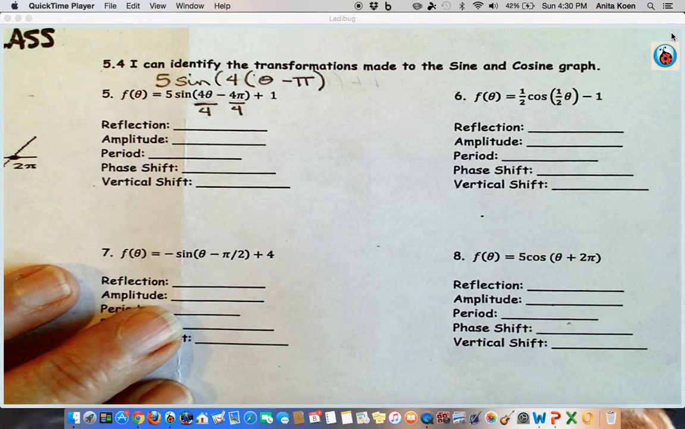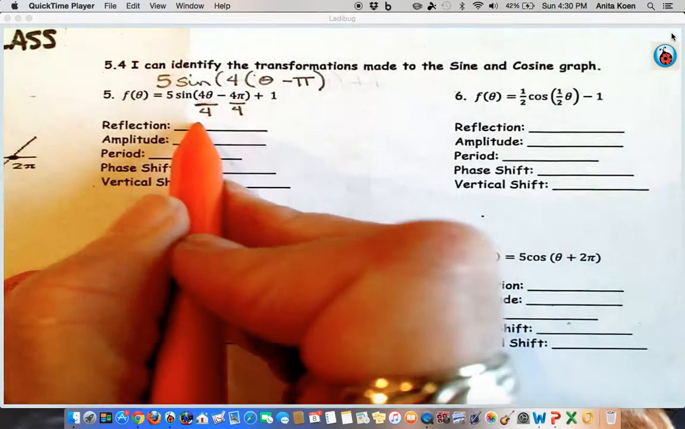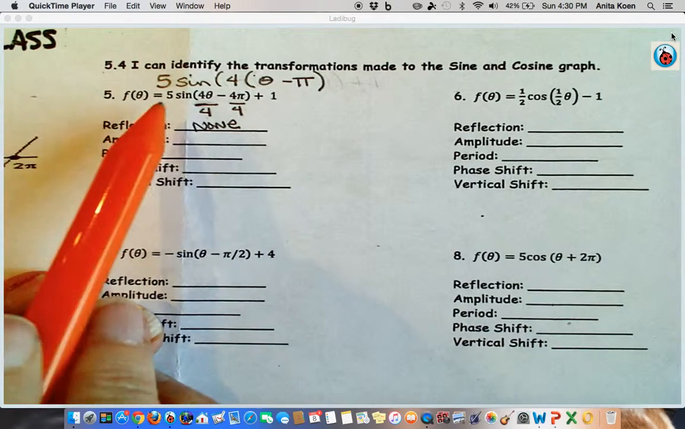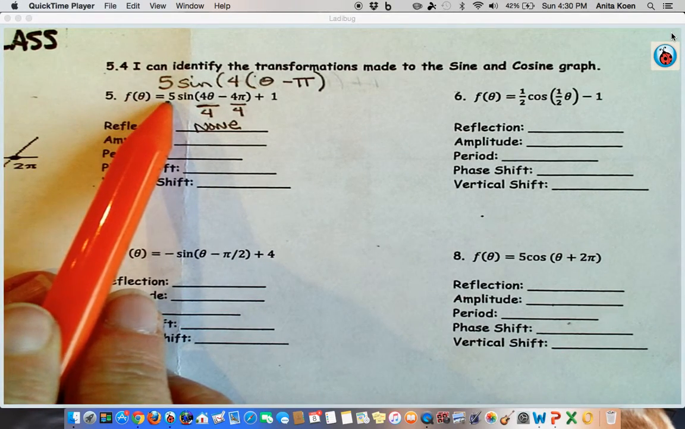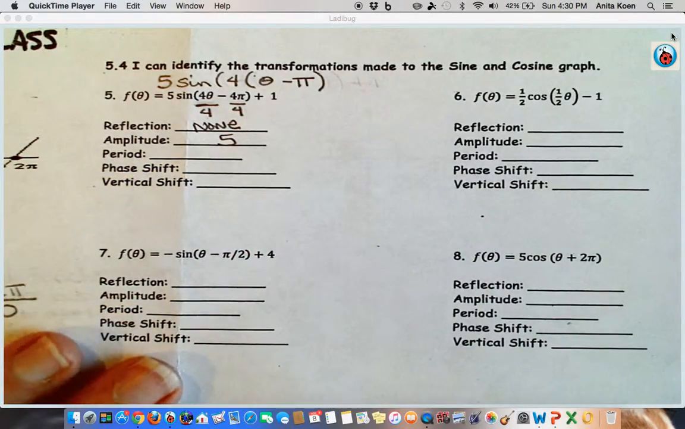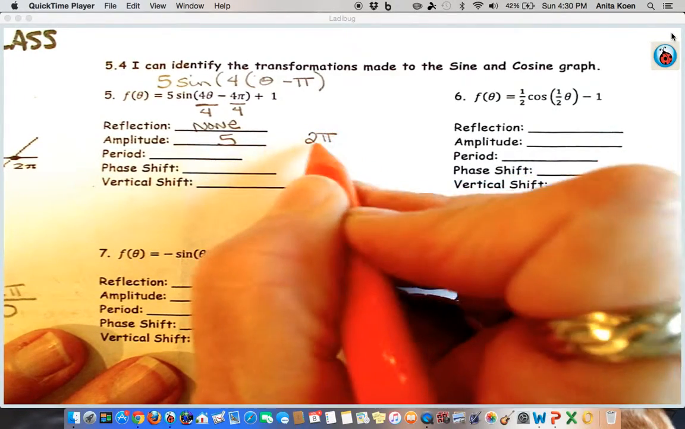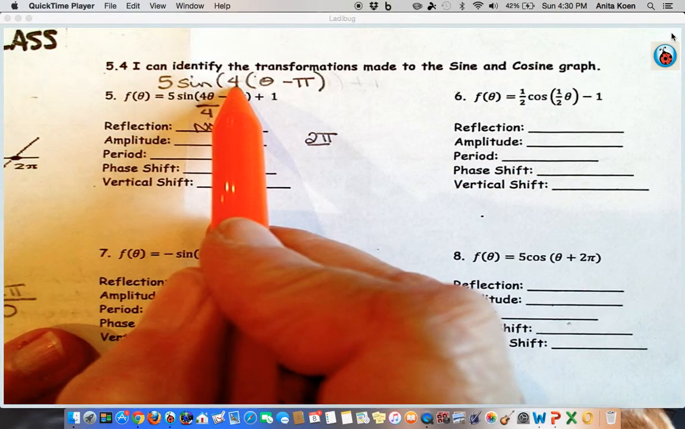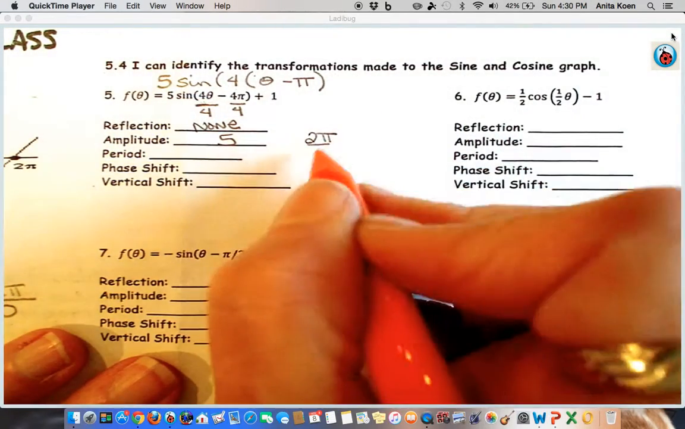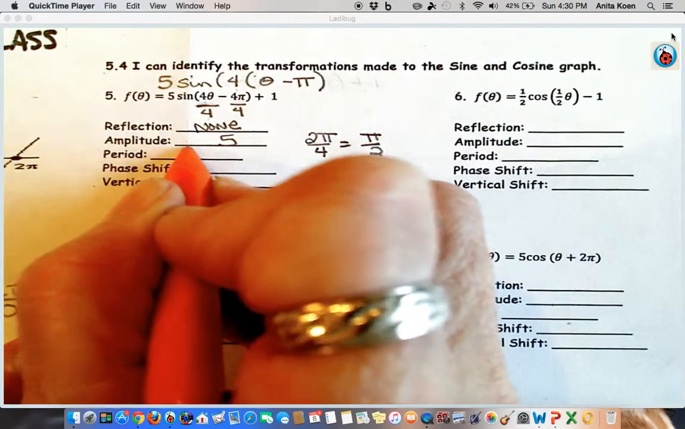All right, reflection. There is no negative in front of this 5, so there's no reflection. So we put none there. The amplitude is the absolute value of the number that's in front of the sine, so the amplitude is 5. The period is always 2 pi divided by k, which is the number that's in front of the theta, this 4 right here. So 2 pi divided by 4 is pi over 2, so that's the period.